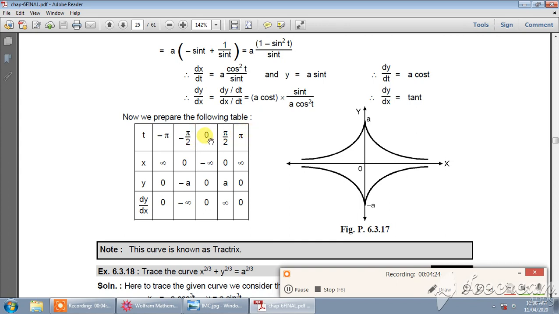For t equal to 0, x is minus infinity, y is 0 and dy by dx is 0. Then x for t equal to pi by 2. You will observe that x varies from minus infinity to plus infinity, that is x is unbounded, whereas y is fluctuating between minus a and plus a. So you get a shape like this, and that is called your tractrix. Note that the values of y are bounded between minus a and plus a.